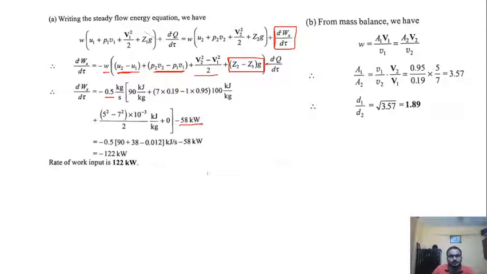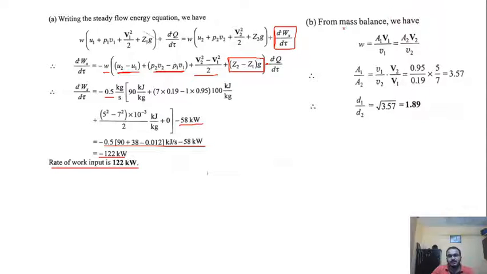So now once we put all these values and do the normal calculation, we will obtain minus 122 kilowatt. And why is it minus? Because it signifies that it is work input and not the work output. So this is the answer that we have obtained.